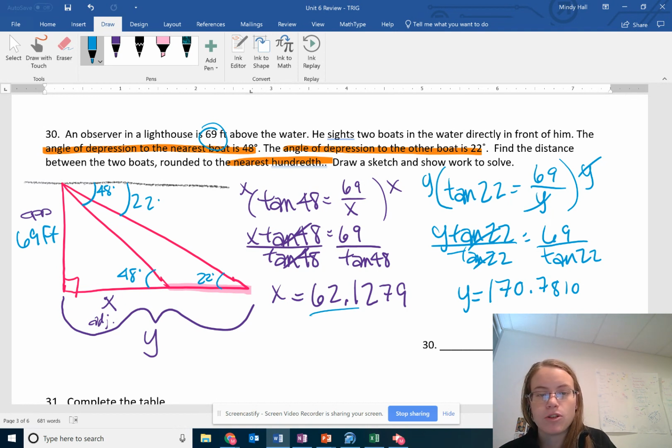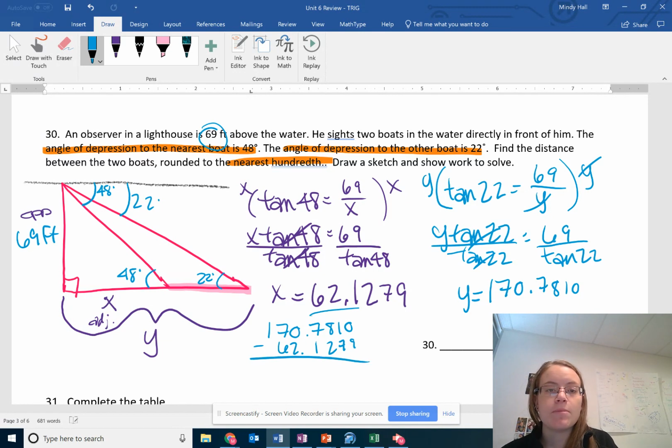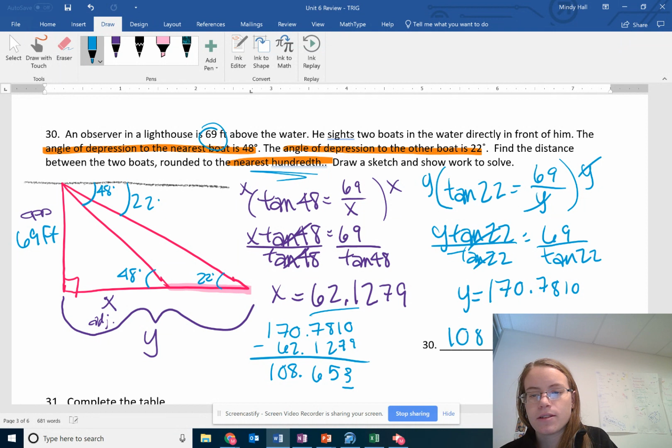And by the way, make sure you show that too. So 170.7810 minus 62.1279. And again, I know I'm rounding to the nearest hundredth, so that's why I went out 2 decimal places. So this would give you 108.653. And the next digit is a 3, so because that's a 3, it's just 108.65. And this is in feet.